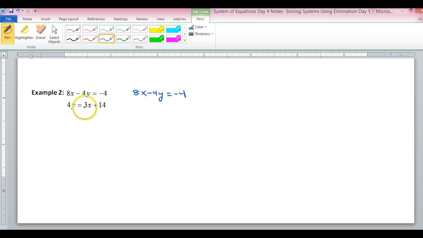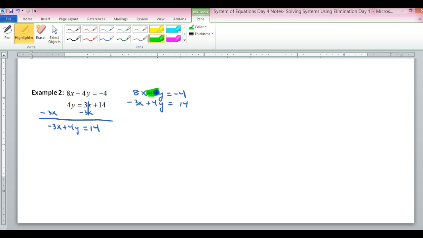Now, in order to put the second equation in standard form, my first step has to be to subtract 3x from both sides. When I subtract 3x from both sides, I get negative 3x plus 4y equals 14. Now I'm going to take this equation and line it right up underneath the other equation. Negative 3x plus 4y equals 14.